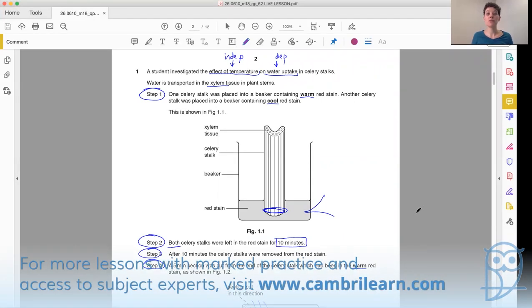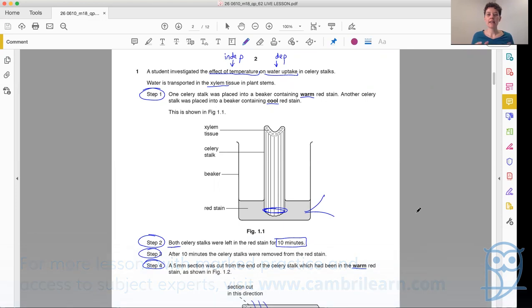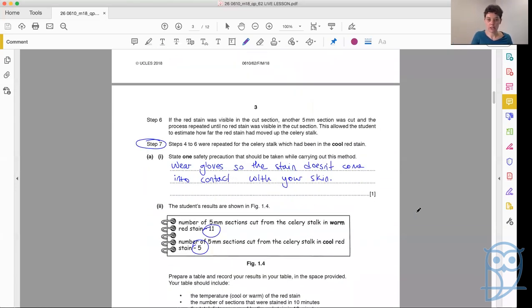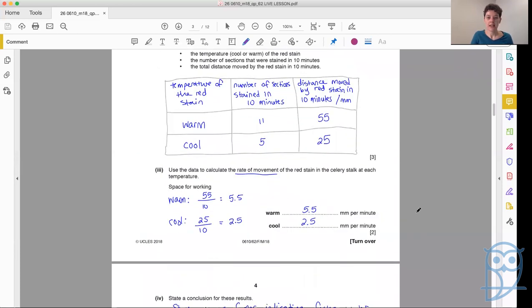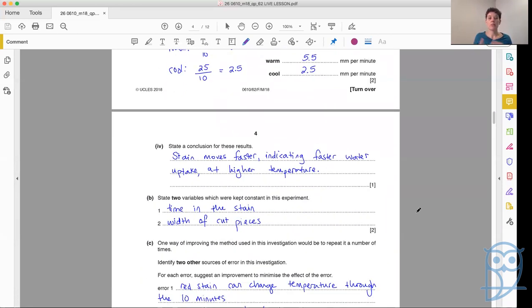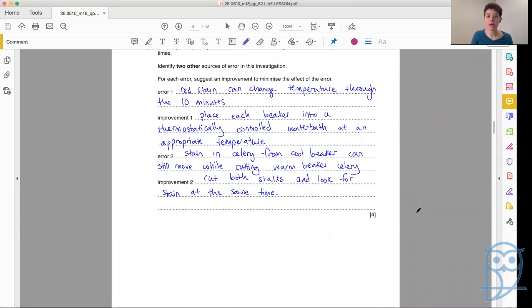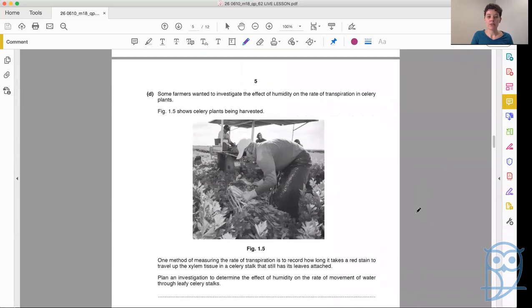Today we're going to be continuing on with the alternative practical past paper. So just a very quick recap of what we looked at last time. We had an experiment looking at the effect of temperature on the water uptake in celery stalks. So we had warm stain and cool stain, and we had celery in, and the stain comes up the celery stalk. So we looked at various different questions, looked at results, and looked at rate of movement, and we discovered that in a warmer stain, the rate of movement is higher. So they asked us to consider the errors of the experiment, and then we moved into this question where we stopped.